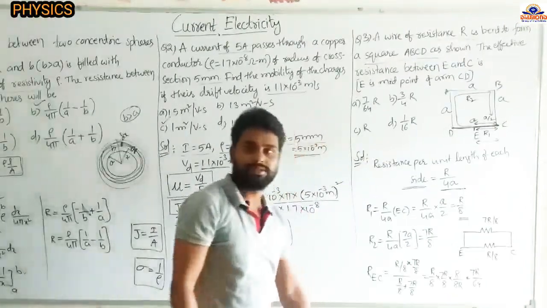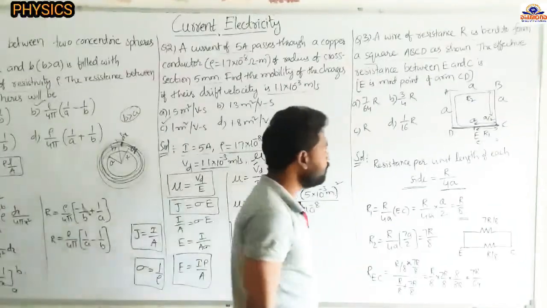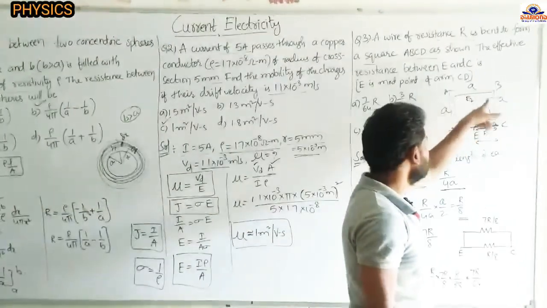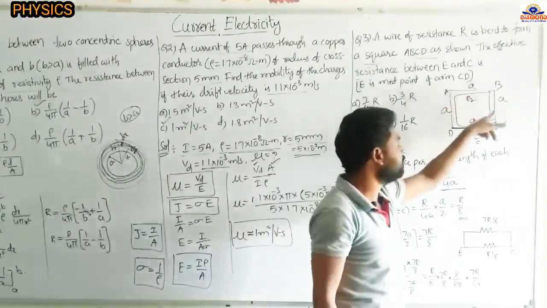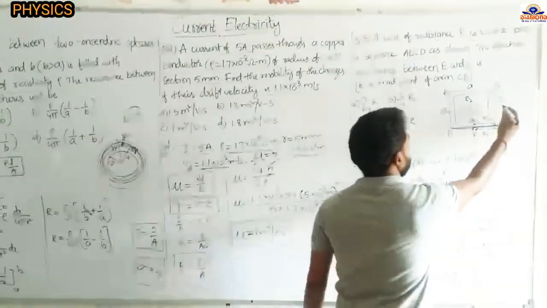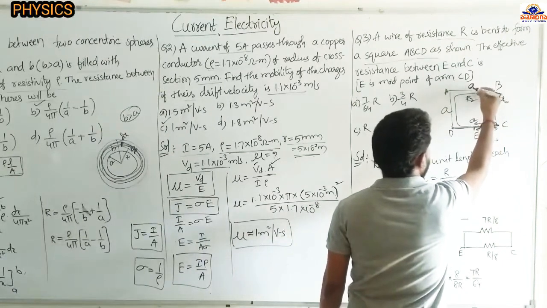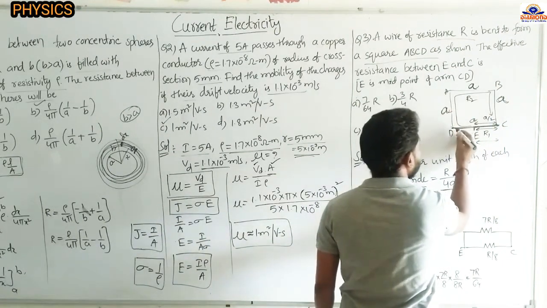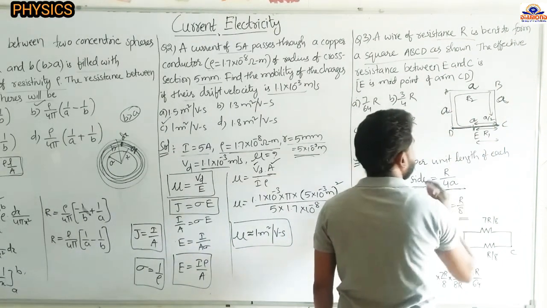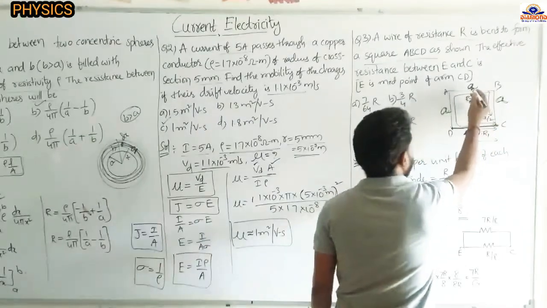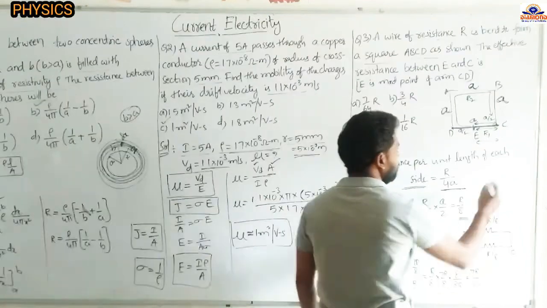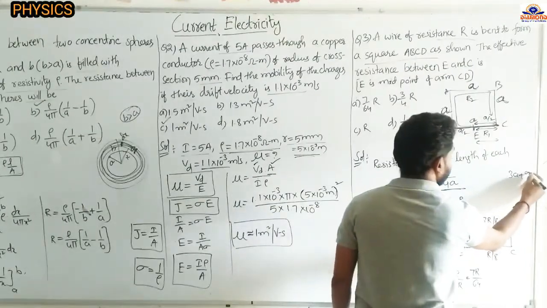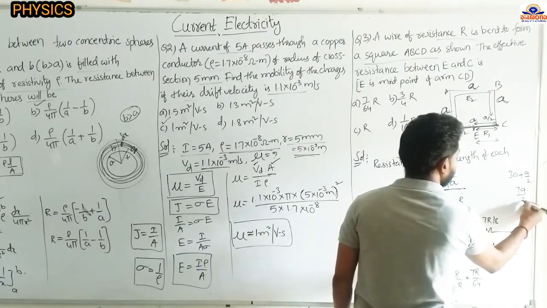Okay, total resistance is nothing but R2. Each side's resistance is R by 4A. Now what is the total length we have to find? This is the total side A, this is the total side A, this is the total side A, and this last side is half of the side. So A plus A, 2A, plus A, 3A, plus A by 2. So 3A plus A by 2 is equal to 7A by 2.